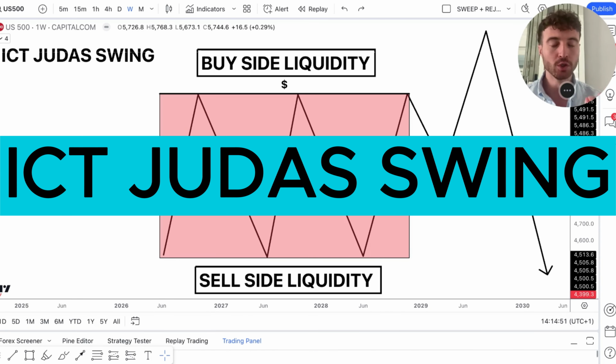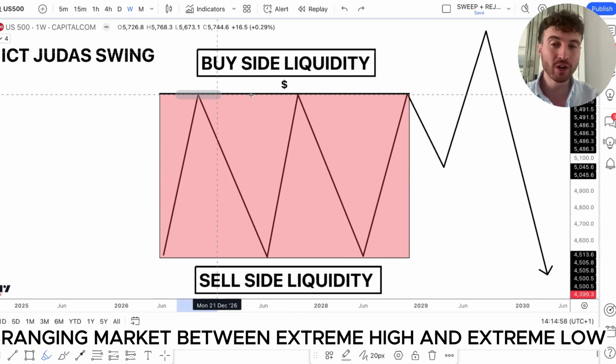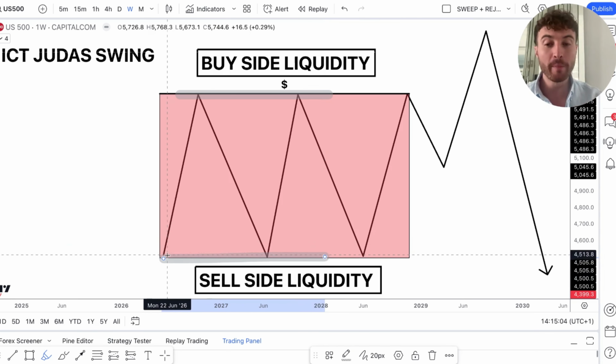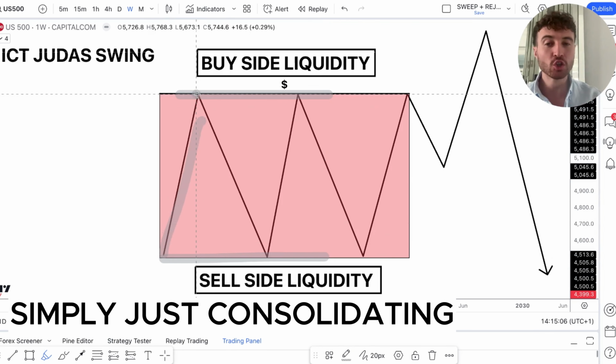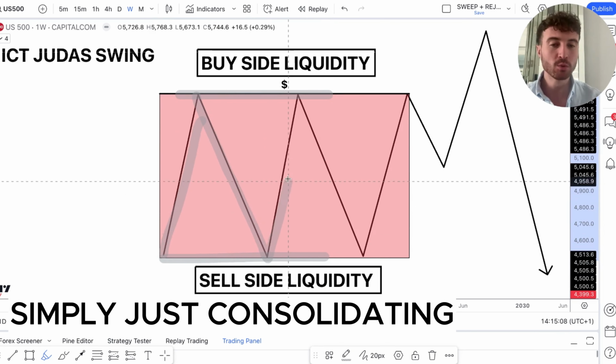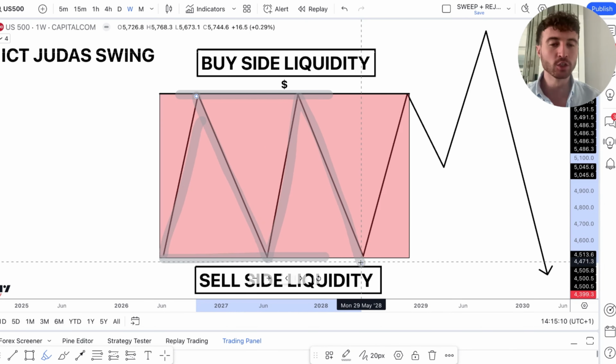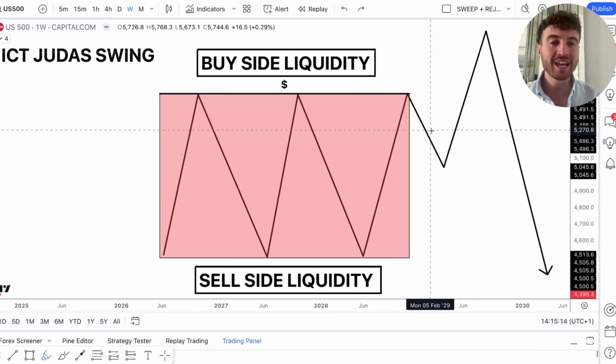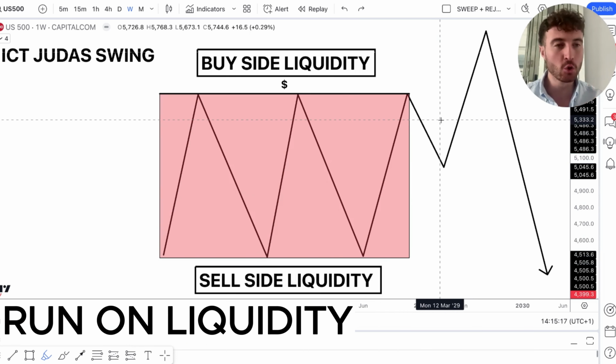So essentially, what you have is a ranging market between an extreme high and an extreme low. Often this is during the Asian session where price is simply just consolidating between range high and range low. And all the ICT Judas swing is, is a run on liquidity.